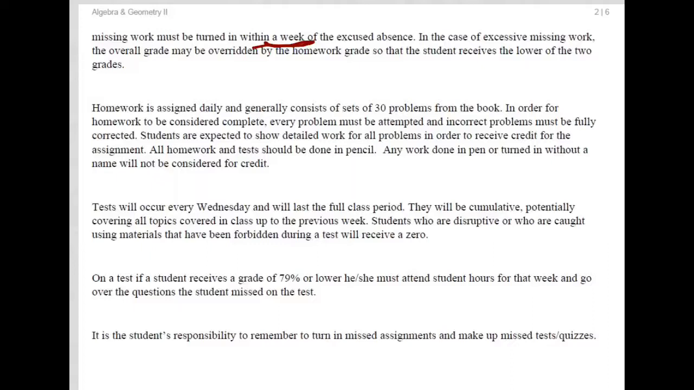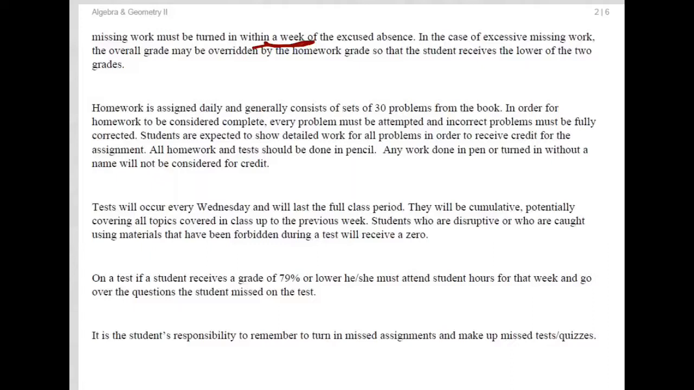If you miss that, if you forget about it, again, you won't be able to get your points back, okay? And in the event of excessive missing work, if you just stop doing homework altogether, just to warn you, your overall grade may be overridden by the homework grade so that the student receives the lower of the 2 grades. What that means is that you need to do your homework. If you don't do your homework, you may get a very low grade in the class regardless, okay? So make sure you're doing that homework.